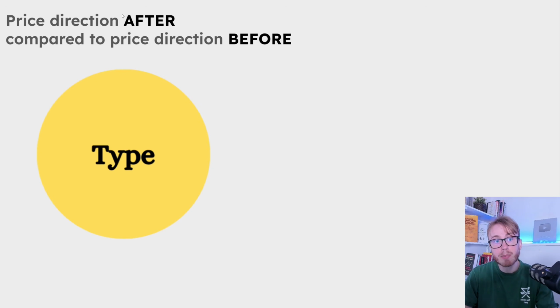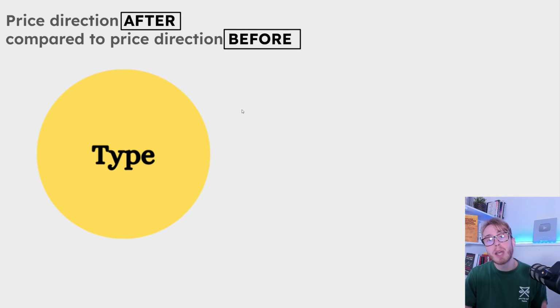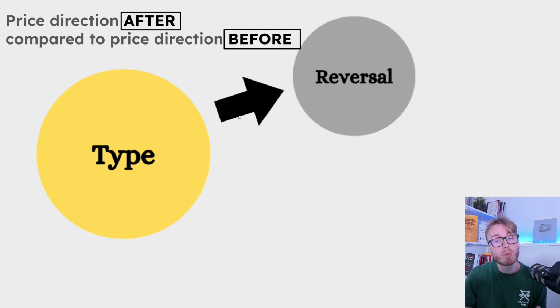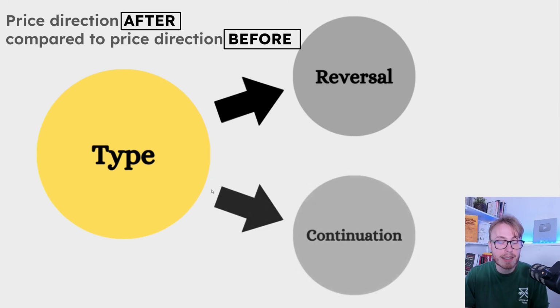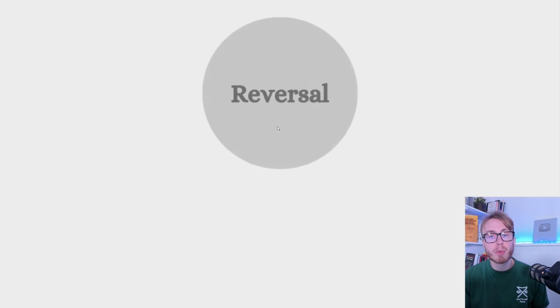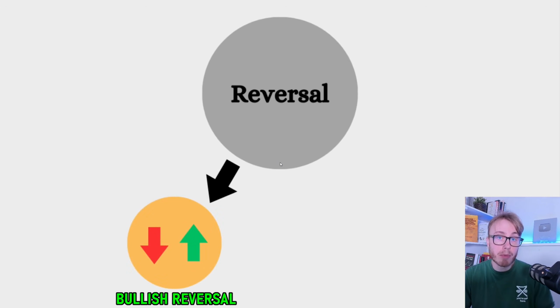And the type specifies the price direction after compared to the price direction before. And once again, here we have two main types. The first one is the reversal, and the second type is the continuation. And we have two different types of reversals. The first reversal is the bullish reversal.